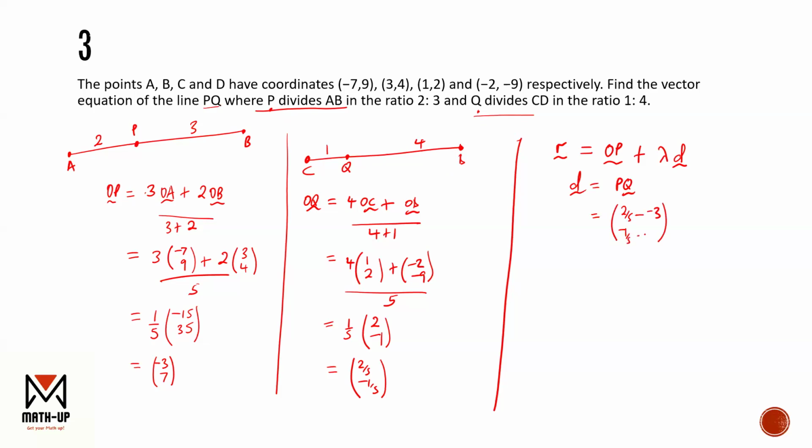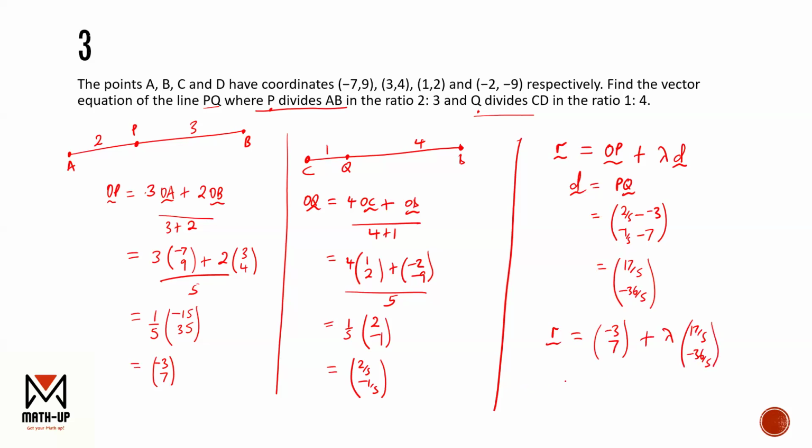Negative 1 out of 5 minus 7. This is going to be 17 out of 5 and negative 36 out of 5. And so our vector equation of the line is going to be r given by OP, which is (-3, 7), plus lambda times (17 out of 5, negative 36 out of 5).